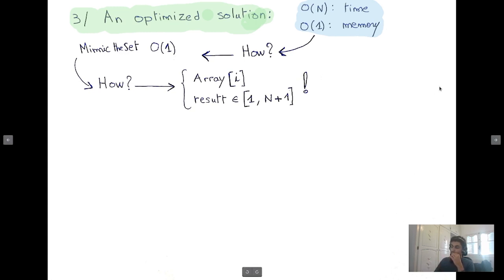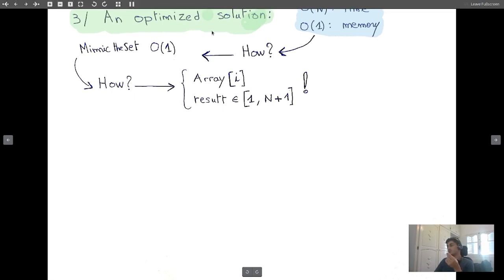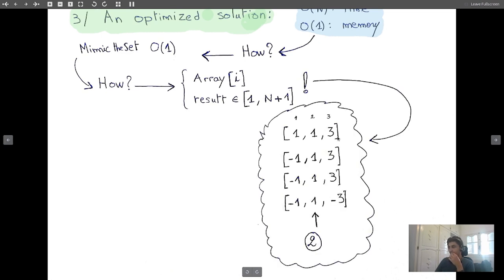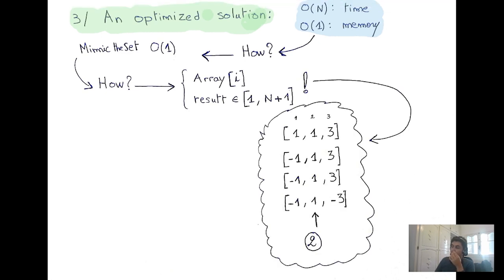So how can we use these two points to solve our problem, to achieve O of 1 space complexity? The idea is to use the positions within the array, since the result is at most between 1 and n plus 1. And if we have any possible number, we will tag the position of the value of the element in the array by making it a negative value.